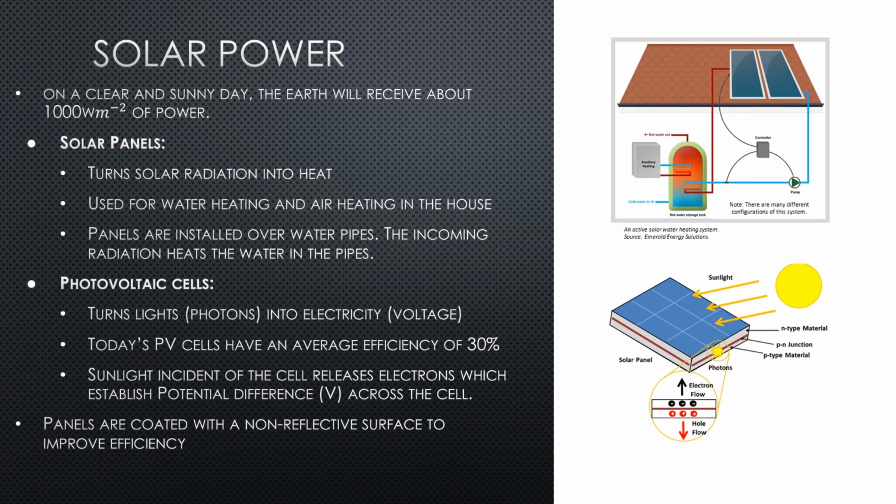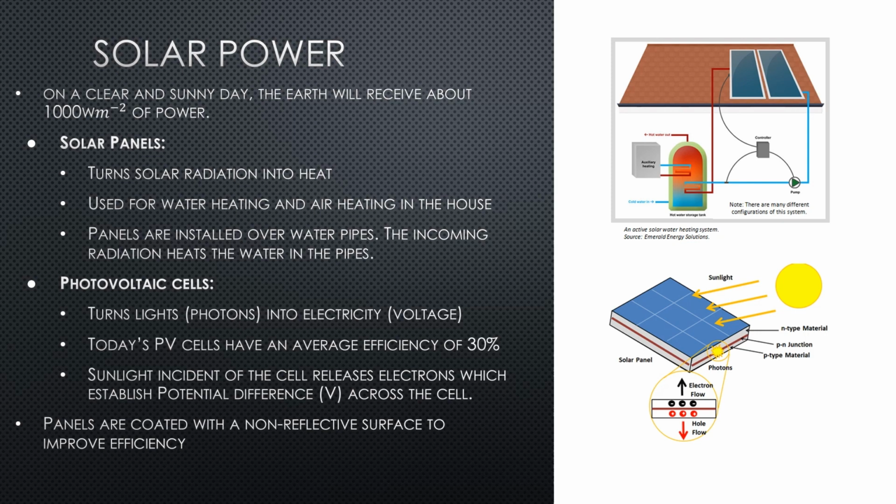Oh well, on a clear and sunny day, the Earth will receive about 1,000 watts of power per 1 meter. 1,000 watts per 1 meter, and 1,000 watts is basically 1,000 joules per second. So every second on 1 square meter of land, we're going to receive 1,000 joules of power.